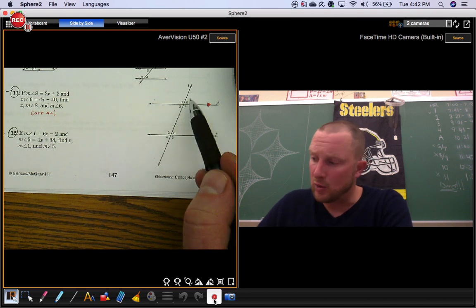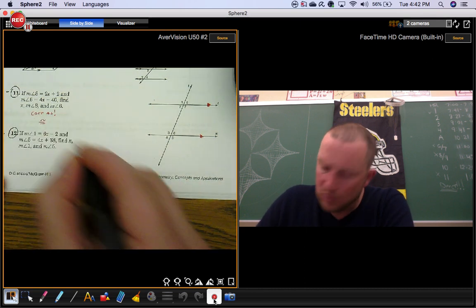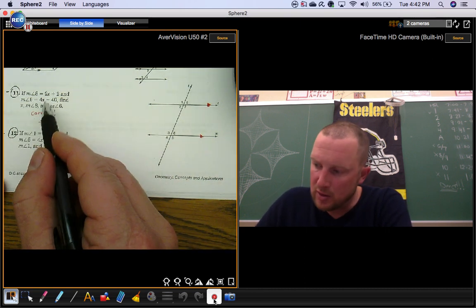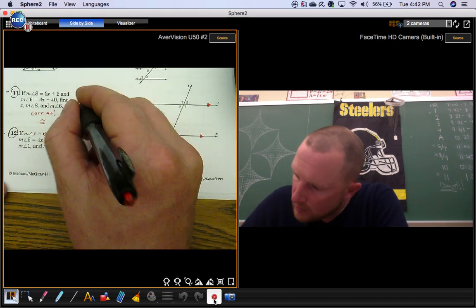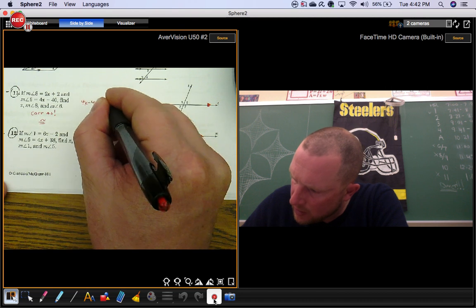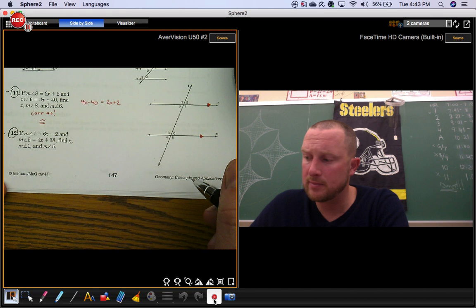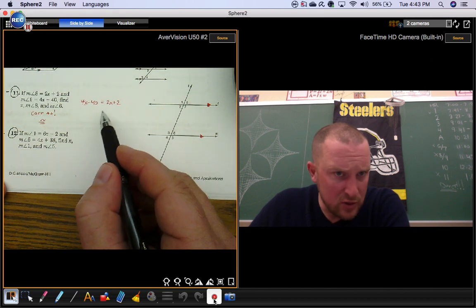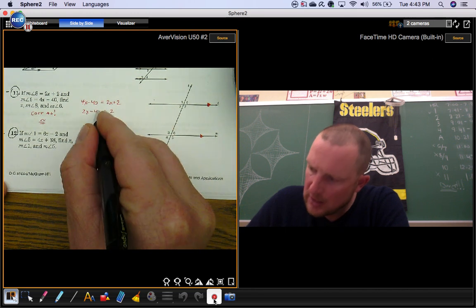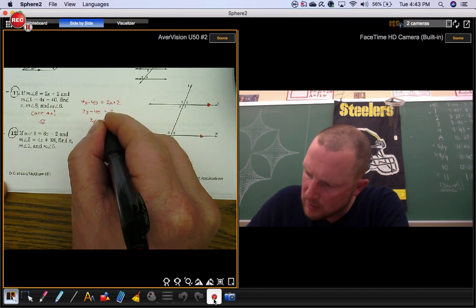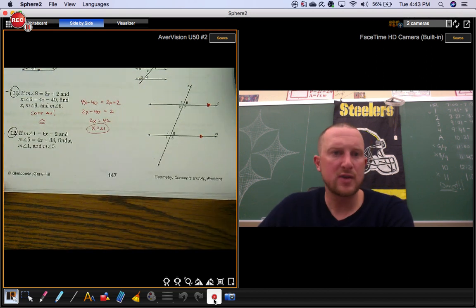If these lines are parallel, what do you know about corresponding angles? Well, you know they need to be congruent. So even though you don't know what these are, you know they're the same as each other. That's the important part. So 4x minus 40 and 2x plus 2 need to be the same. We'll solve for x. We'll subtract 2x from both sides, and then we'll add 40 to both sides. Divide by 2. There's your x value.